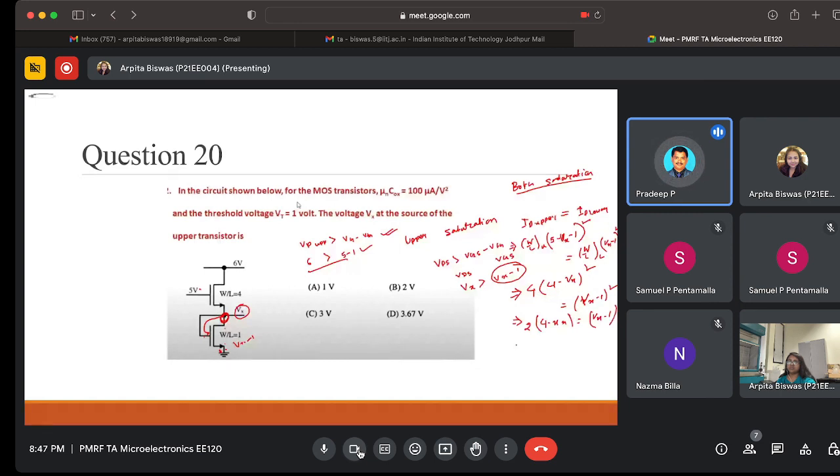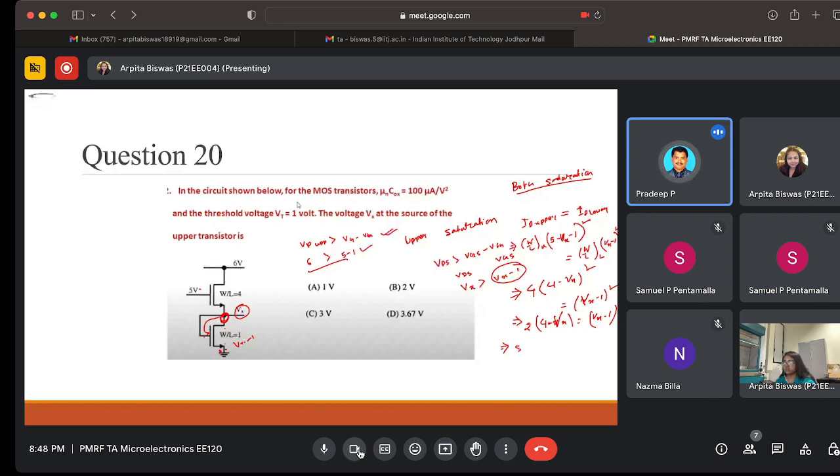Not possible, madam. It is 4 minus Vx whole square. Okay, root out. Correct, ma'am. Root out. So we can write 8 minus twice of Vx, equal to Vx minus 1. So we can write Vx equal to 3, right? Vx is 2 volts, madam. Vx is 2 volts.